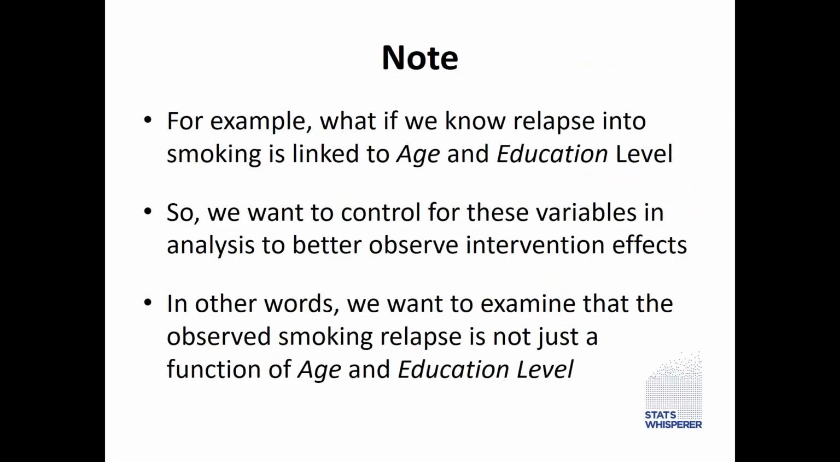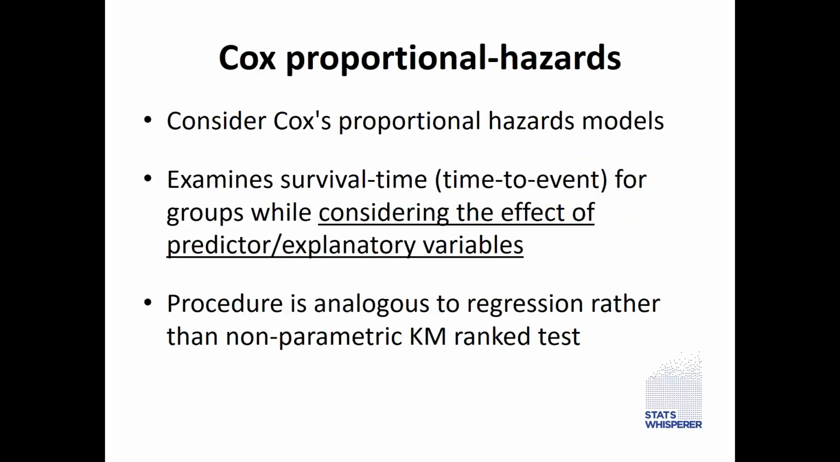In other words, when we look at the rate that people start smoking again, we want to make sure it's not due to age and education level, right? So we want to take the effect of those out and then look at the statistical significance and relapse rates. To do that, we could employ the Cox proportional hazards. So this is another, right?